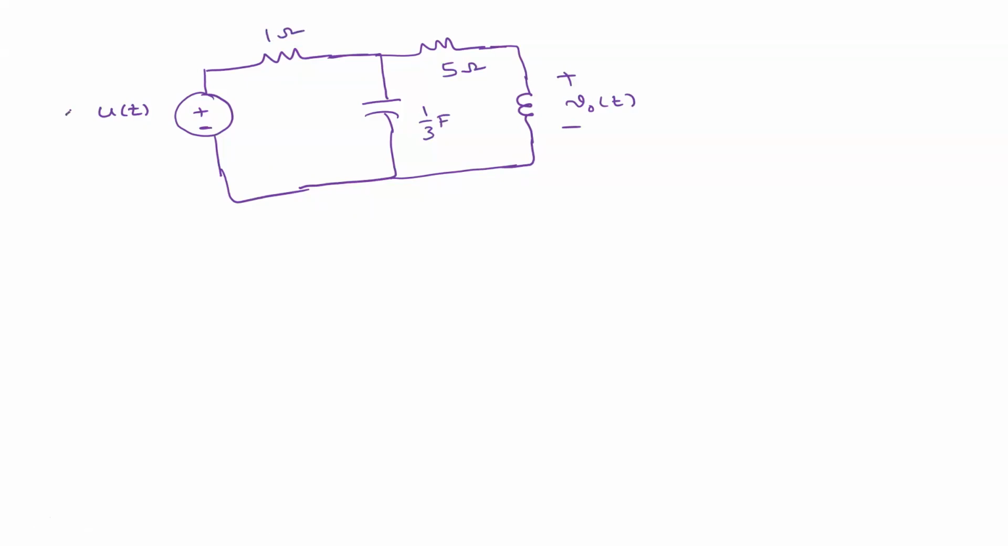So its value is 1 into U of T. If nothing is given, so 1 into U of T. So assume all initial conditions are 0. Find V naught of T for T greater than or equal to 0. In other words, find V naught of T.